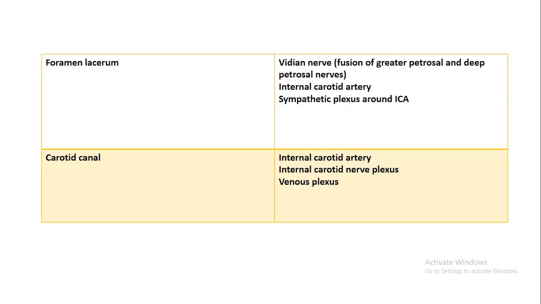Now, the important structures the foramen lacerum transmits are the Vidian nerve, which is formed by the fusion of the greater petrosal and deep petrosal nerves, then the internal carotid artery and the sympathetic plexus of nerves around the internal carotid artery. Then the carotid canal again transmits the internal carotid artery, the nerve plexus around it, and the venous plexus. So these are the structures passing through these foramina.